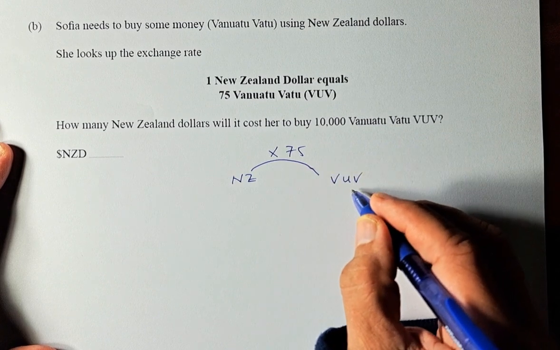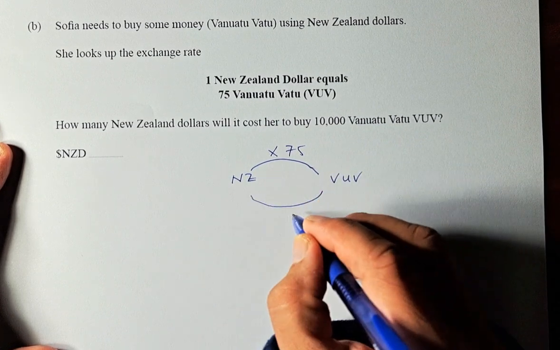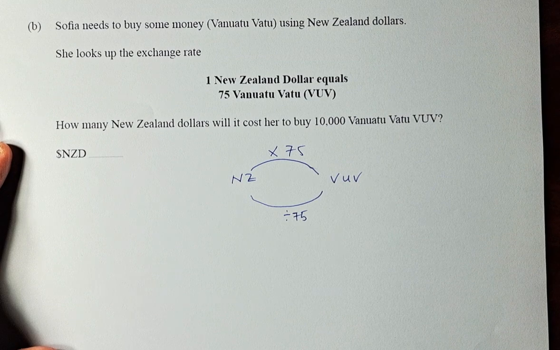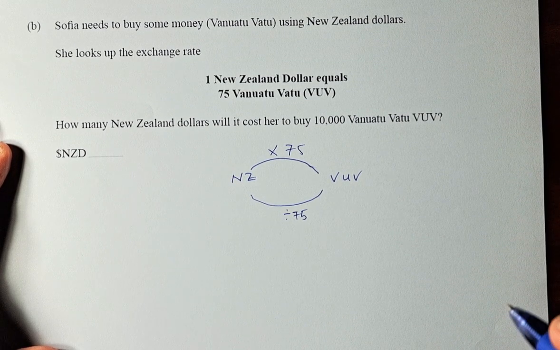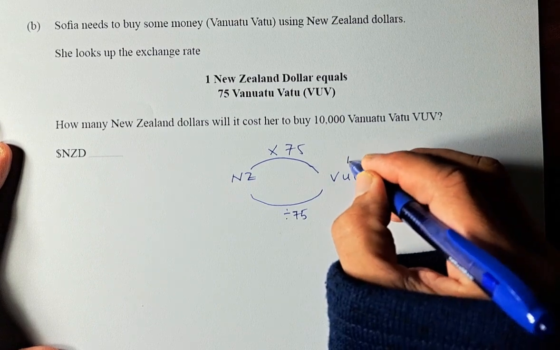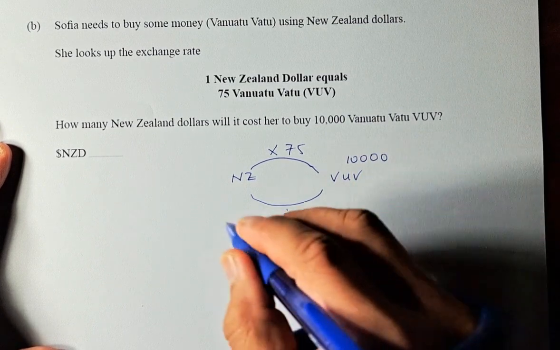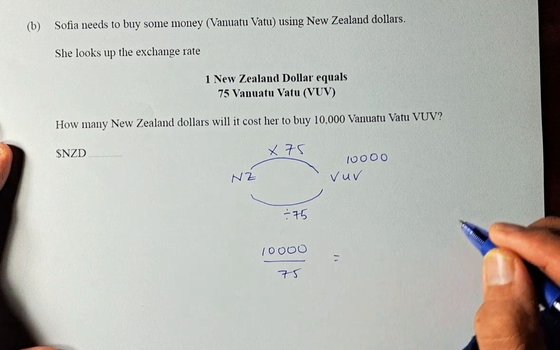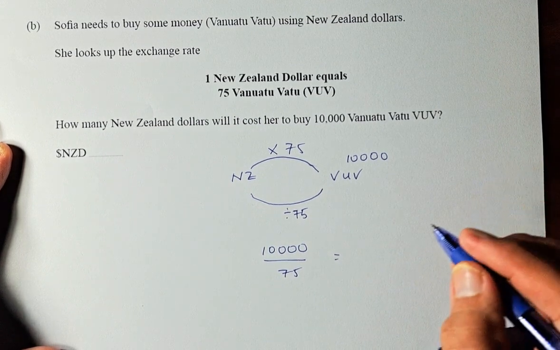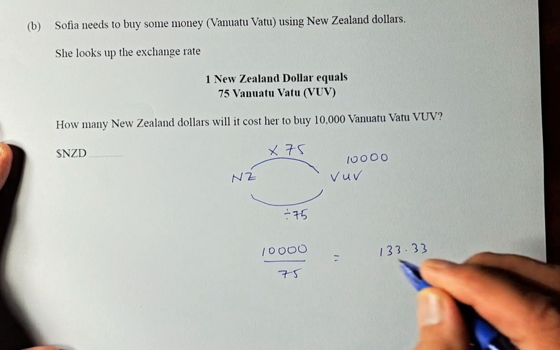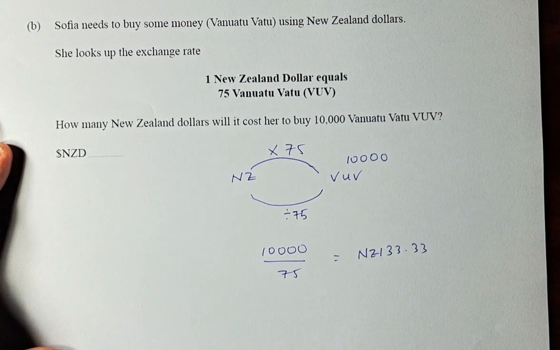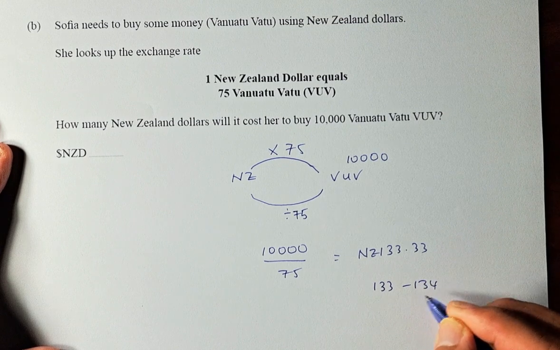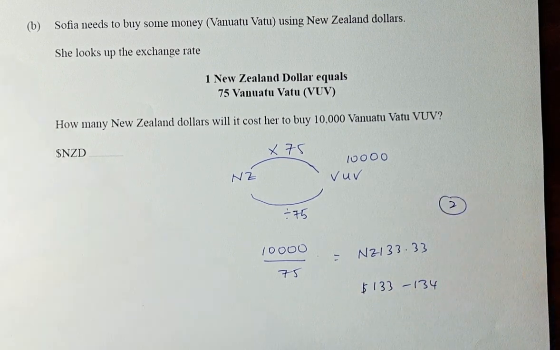If you want to convert from Vatu to New Zealand dollars, you do the reverse, so you're going to divide by 75. That is how the exchange rate is going to work. How many New Zealand dollars will it cost her to buy 10,000 Vanuatu Vatu? You just take 10,000 divided by 75, and I've done the calculation before. It's going to be 133.33 New Zealand dollars to be able to get 10,000 Vanuatu Vatu. In fact, the answers accept any number from $133 to $134, and that will be outcome number 2.